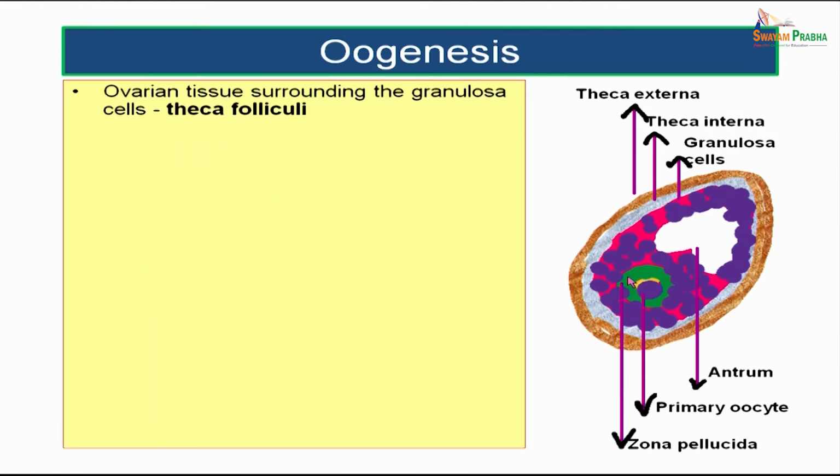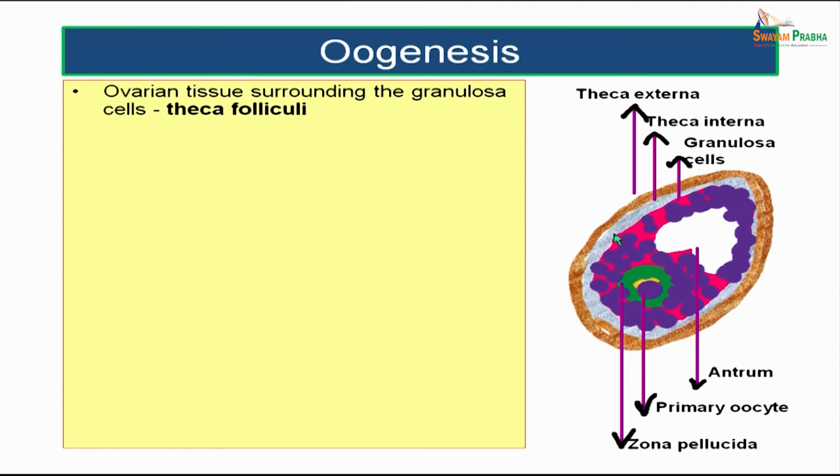Now, what is happening to the ovarian tissue surrounding these follicles? We know that all these events are happening within the ovarian stroma. So, the stromal tissue surrounding the follicles will get condensed to form a layer around the follicle that is known as theca folliculi. So, the ovarian tissue surrounding the granulosa cells will be forming theca folliculi.